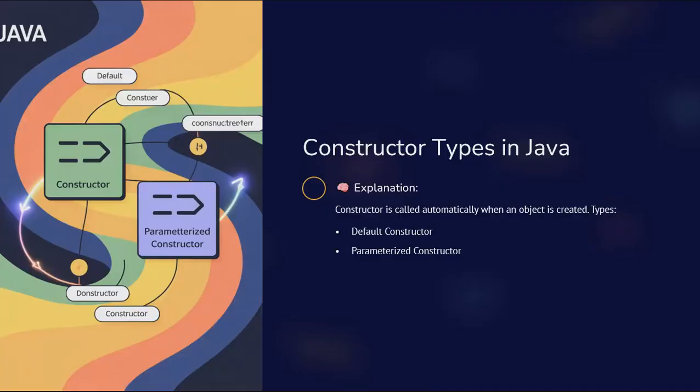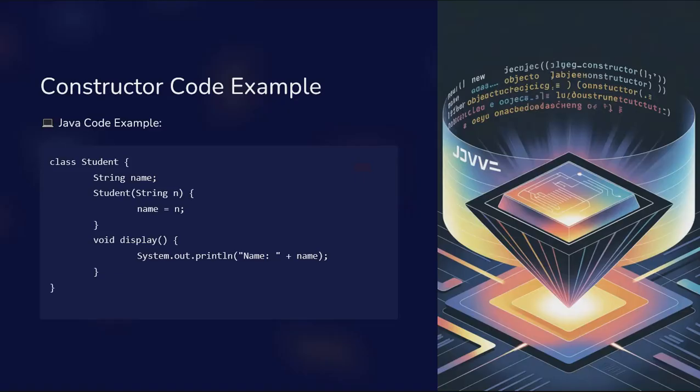The explanation would be, it is called automatically when an object is created. There are mainly the default constructor and the parameterized constructor. There is also one called a copy constructor. But let's mainly concentrate right now on default and parameterized.